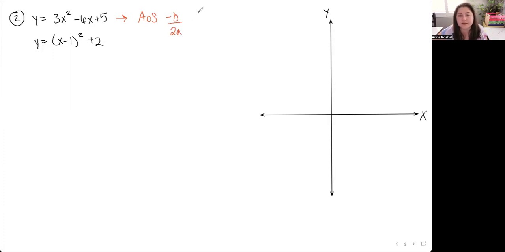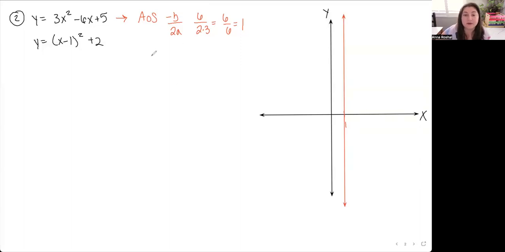So 6 is already negative, so I'm going to have 6 over 2 times 3, which is 6 over 6, which is 1. So I'm going to find 1 here. And that's going to be where my axis of symmetry is. We're going to move it slightly over. So here's my axis of symmetry.